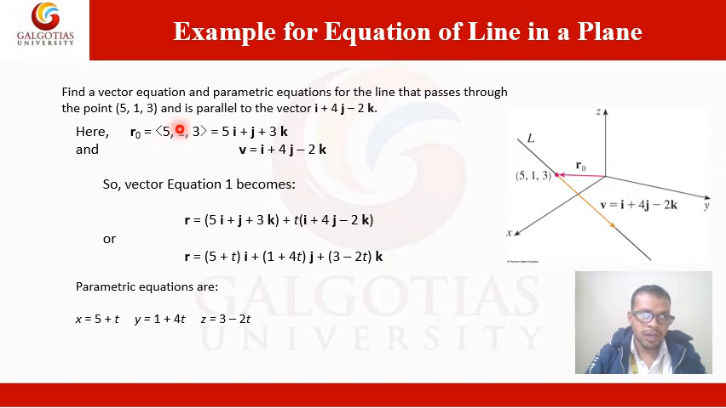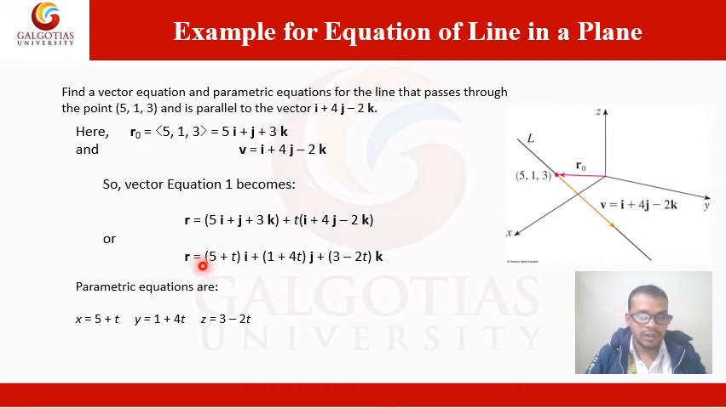So here r0 means the position vector of your line L, which is given as (5, 1, 3), that is 5i + j + 3k, and you have a vector v that is given by i + 4j - 2k, which is parallel to the line. So equation 1 becomes r = r0 + vt, that I told you in the last slide. So I can put all the values in terms of t.